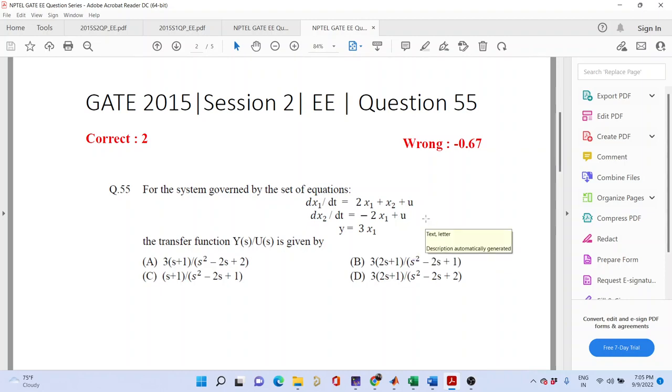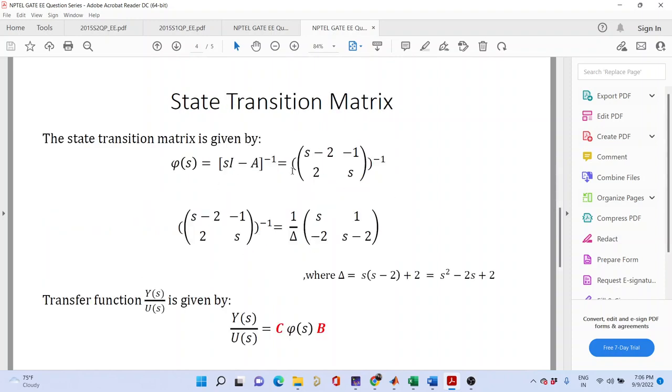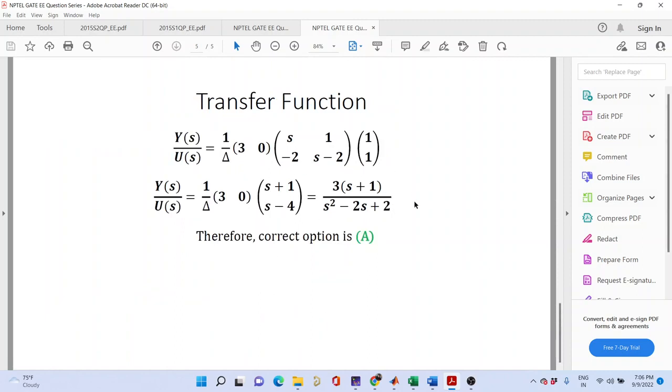Okay, so let us discuss the solution. The correct answer is A. So the state space equation is given like this, as was given in the question paper. And from here you can get the A, B and C matrices, and you know that the transfer function is given by C into phi s into B, where phi s is the state transition matrix. The state transition matrix is given by (sI minus A) inverse. We have done this multiple times in the previous sessions, so I don't think it will be a big problem for you people. So if you do the operation, you would end up getting this transfer function.